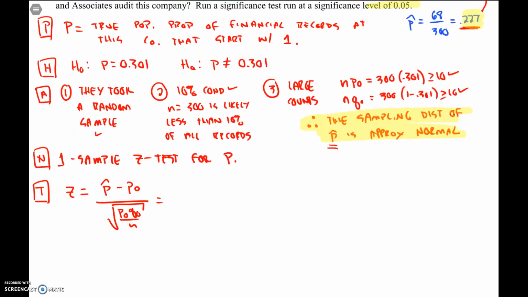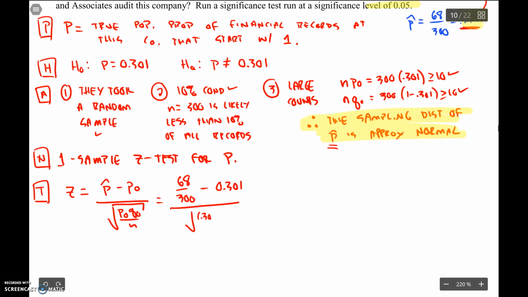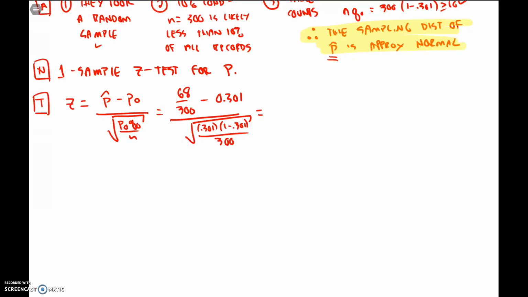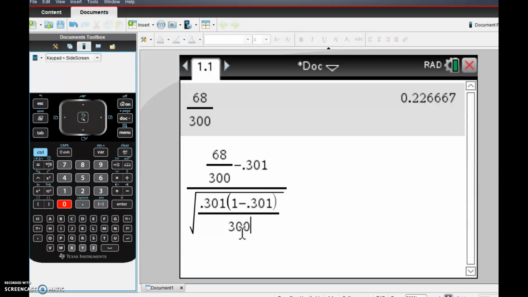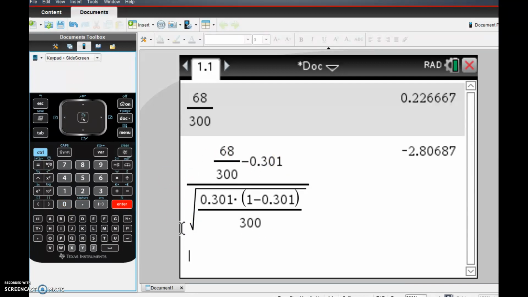What's it going to be? It's going to be 68 out of 300 minus 0.301 divided by the square root of 0.301 times 1 minus 0.301, all over 300. So that's the test statistic with numbers plugged in. So let's put this in the calculator. I'll pause the video to save a little time. So I plug this into the calculator, just like you see it. Hit enter. So my test statistic is negative 2.81.